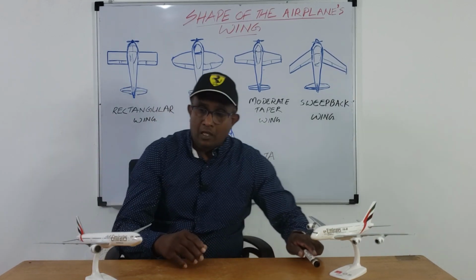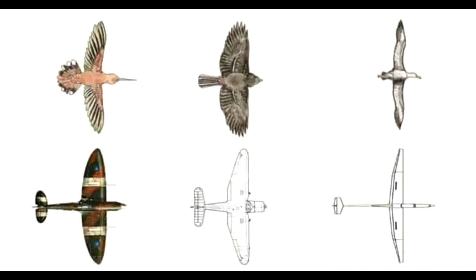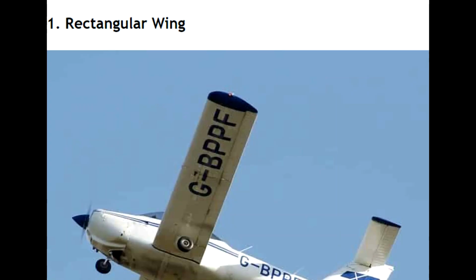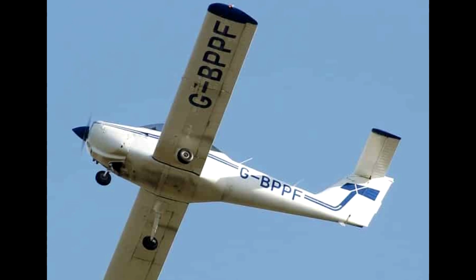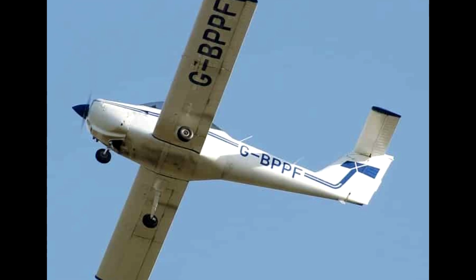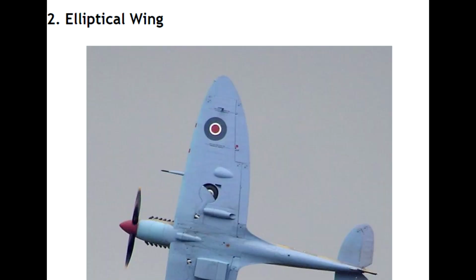Okay, now let's see with the photos of aircraft. Now you can see most of the aircraft is designed as per the shape of the birds. Okay, now you can see this aircraft is with the rectangular wing. The rectangular wing is the simplest to manufacture. It is a non-tapered straight wing that is mostly used in small aircrafts.